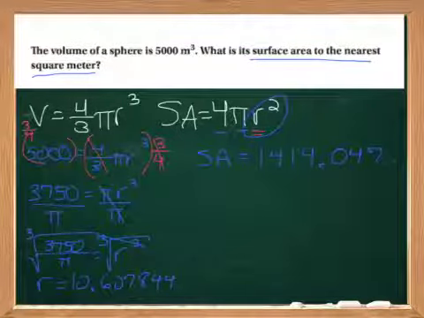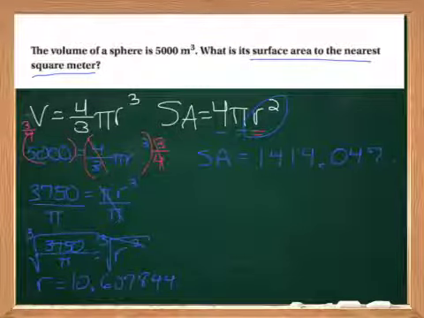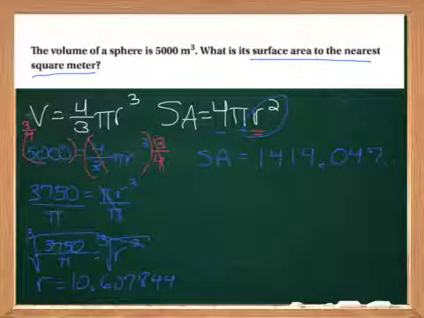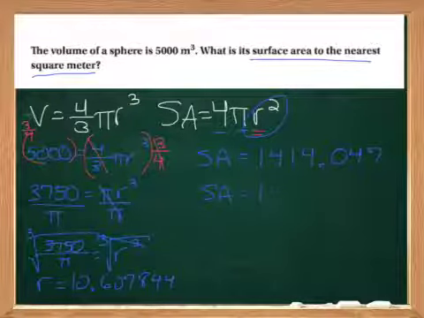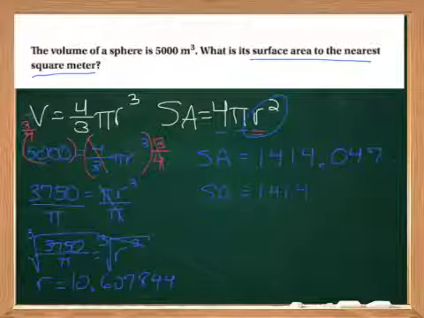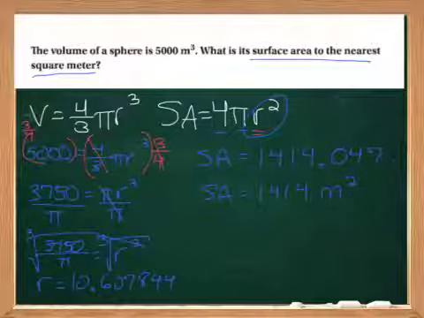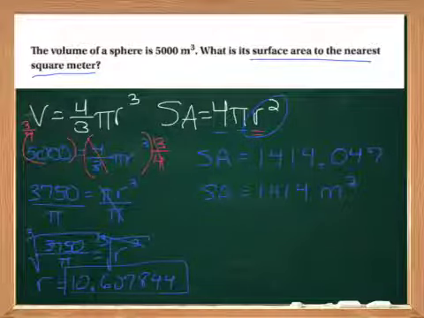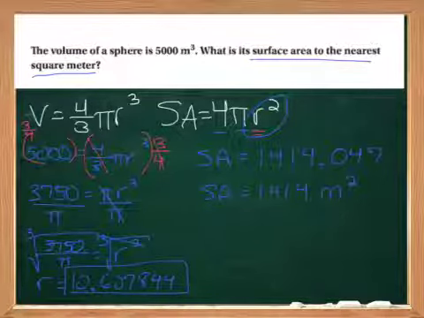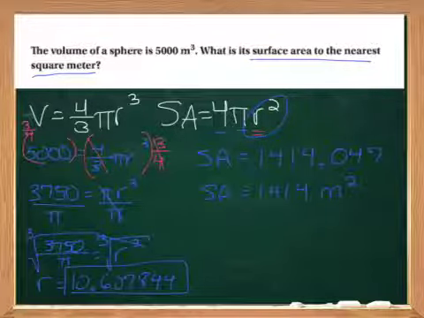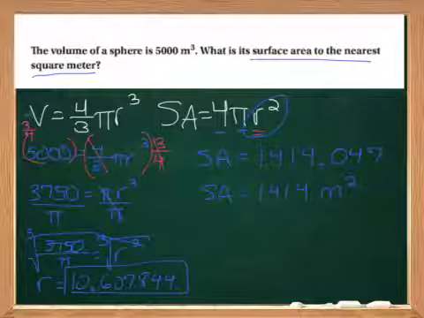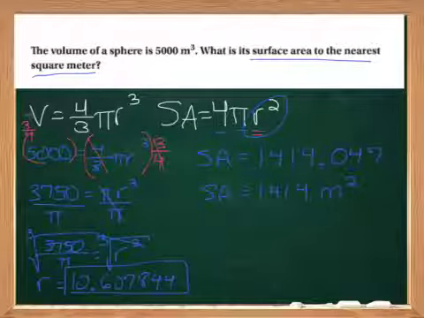And you'll see that you get 1,414 and some decimals, but it asks us to round to the nearest square meter. So that's going to give us 1,414 square meters. So don't round until the end. I mean, you're safe with at least like 3 or 4 decimal places here. But just to make sure your answer is as accurate as possible, try not to round until the very end.